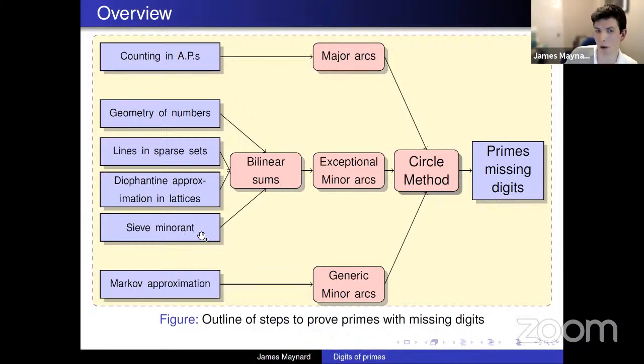We then had to work with a sieve minorant because we weren't so successful at estimating the bilinear sums. And it's because we estimate using a sieve minorant that we're only able to get upper bounds and lower bounds of the right order of magnitude. If we were able to estimate the bilinear sums in a slightly wider range, then you would be able to get the asymptotic formula that I conjectured at the beginning.